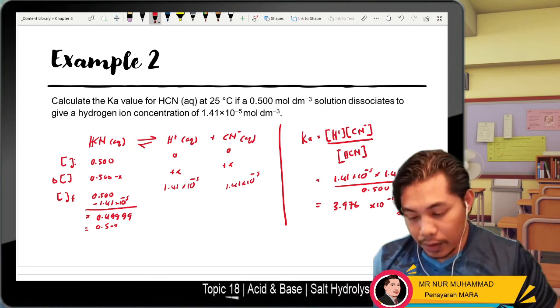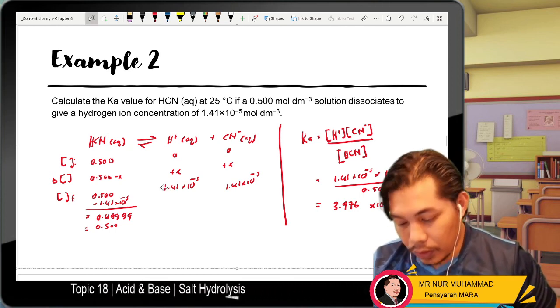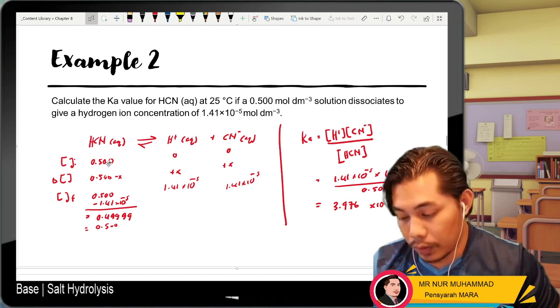Okay, class, so this is how to solve the question, how to calculate the value of Ka.